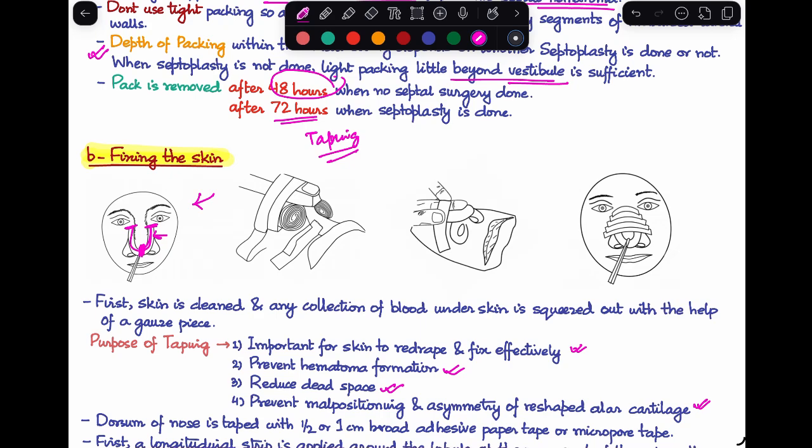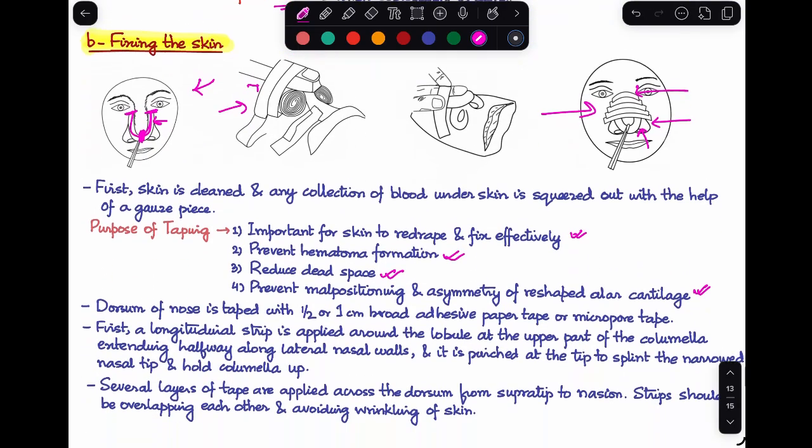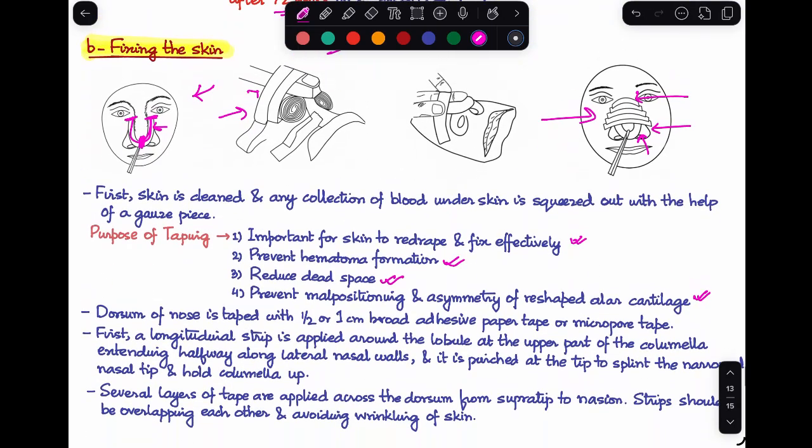Next, we will apply several layers of tape. If you look at this, ultimately it should look like this. We will be applying multiple layers of tape across the dorsum of the nose, starting from the supratip right up to the level of the nasion. These strips should overlap each other, and you should definitely try to avoid any wrinkling of the skin underneath the tapes. So this is how we are going to tape and fix the skin. And we have also talked about the reasons why we are taping the skin.